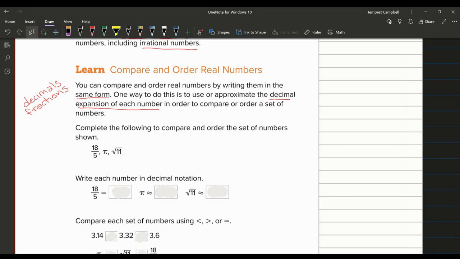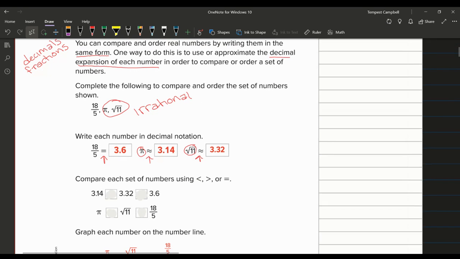So in your calculator, you'll write 18 divided by 5. You should get about 3.6. Pi is about 3.14. And then the square root of 11 is about 3.32. So notice how this is equivalent and these are approximations. So pi and the square root of 11 are irrational numbers. That means they're going to have decimal expansions that go on into infinity and they don't stop. But as you can tell, 18 over 5 is equivalent to 3.6.